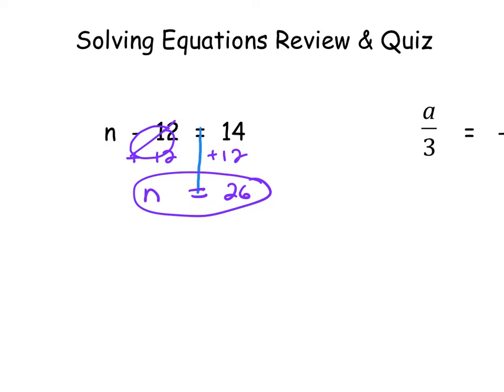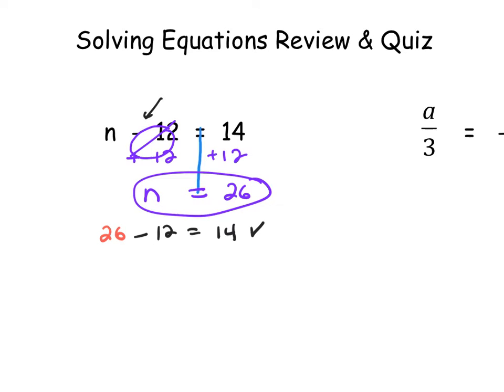So let's see why this works. And this is just the only check that I'm going to do. When we are given n, we now think that it's 26. And the rest of the problem said, well, I'm supposed to take away 12. And if 26 is correct, that will equal 14. And it does. So this is called a check. If you're not sure of your answer, you can always do a mental check or a written check.